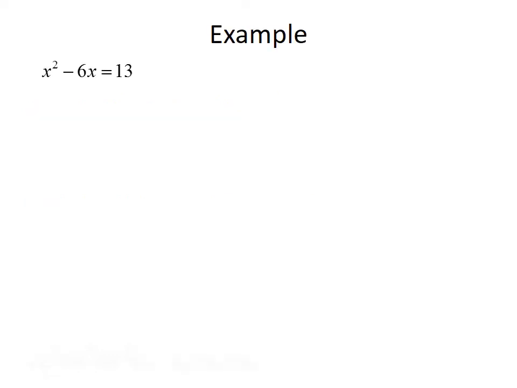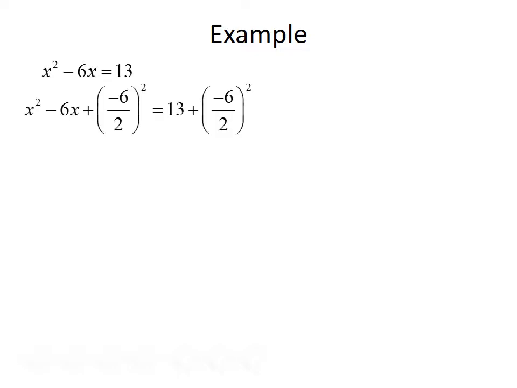Here's an example where we'll solve a quadratic by completing the square. x squared minus 6x equals 13. Since the constant is already on the right-hand side, and the coefficient of x squared is already 1, we can skip straight to completing the square. So we take the coefficient of our middle term, negative 6, we divide it by 2 and square it, and then add that term to both sides of the equation.